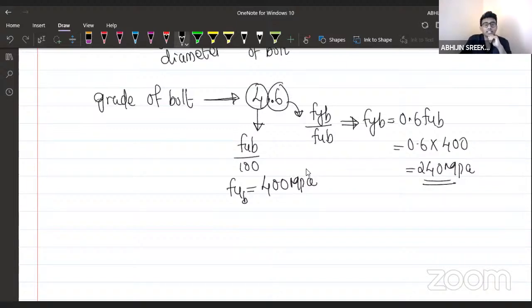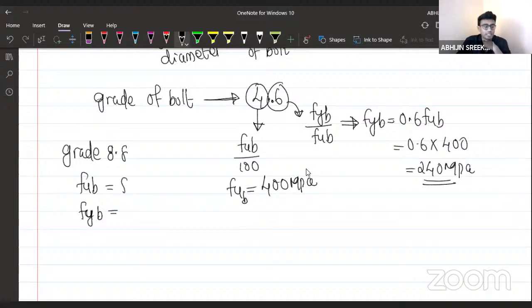Similarly, you can consider grade 8.8 also. What do you mean by grade 8.8? Tell me the value of FUB and FYB. I need you to understand this. Exactly. FUB here will be equal to 800 MPa. What will be FYB? FYB here will be equal to 640 MPa. That's the meaning of it. Just try to remember this.